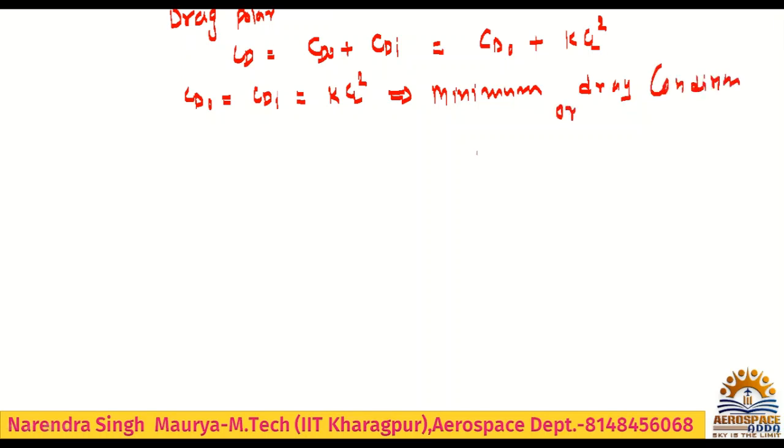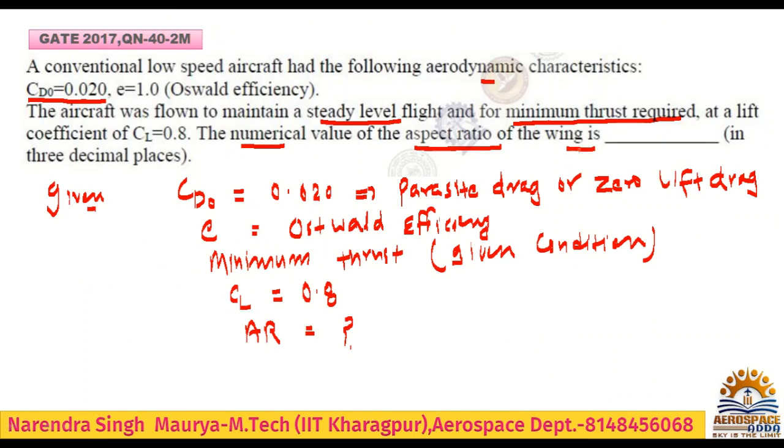Or if drag is at its minimum, then it is the minimum thrust required condition. All right, hope you understood. Because in the problem it was given as minimum thrust required, right? See, it is given minimum thrust required. So I told you minimum thrust required is nothing but the minimum drag condition.